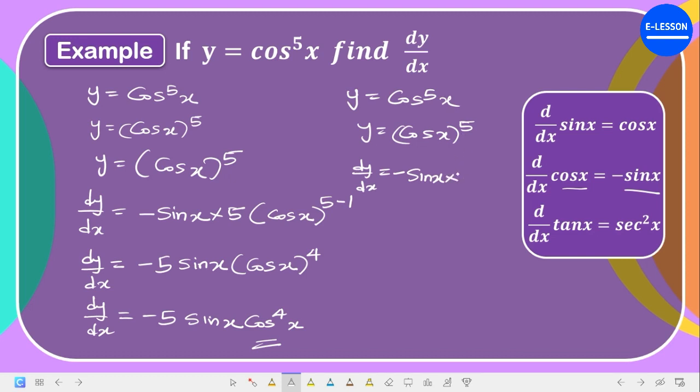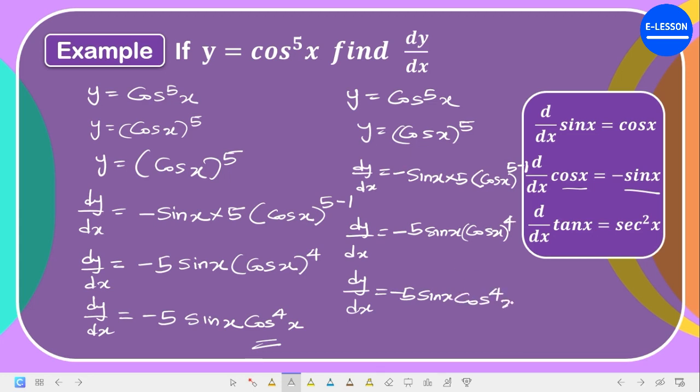Then you have times, the power here is what? 5. Then bracket cos x, then 5 minus 1. Sorry for that, could not enter that. So this gives us dy/dx equals minus 5 times everything you have here, which is minus 5 sin x, then cos x raised to the power of 4. So dy/dx equals minus 5 sin x cos⁴x. That is the solution to this question.